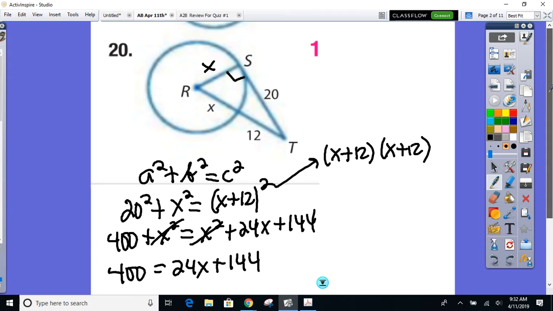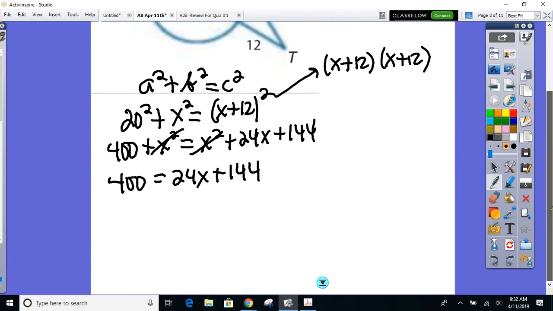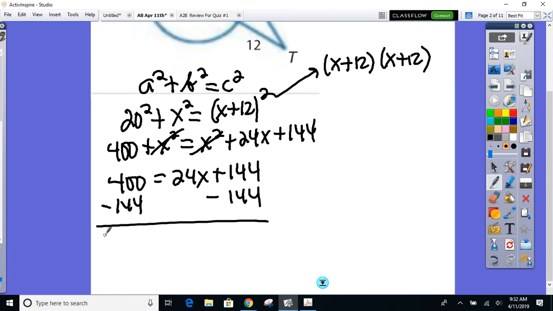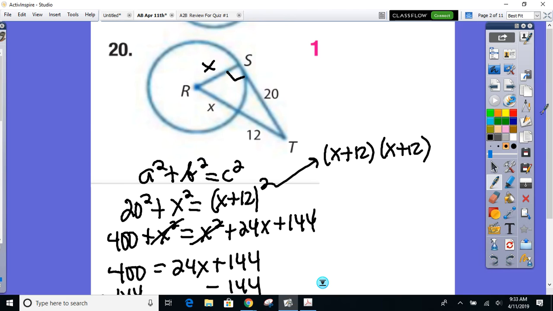The answer's not 1, is it? Okay. Subtract the 144. What am I looking at there? 256. Okay. Equals 24x. So x will be equal to, what do we end up with? 10.7. There it is. All right. Radius drawn to a point of tangency, perpendicular. All good there. Great review here.